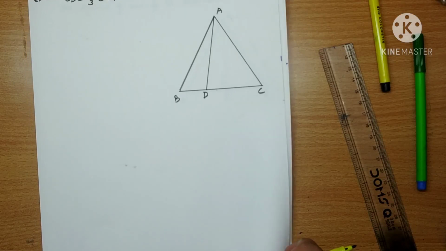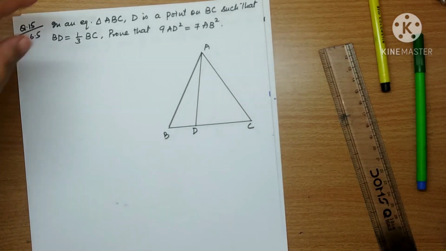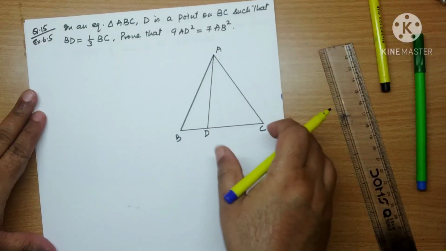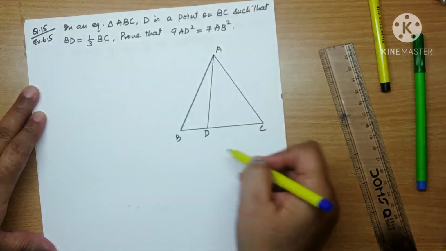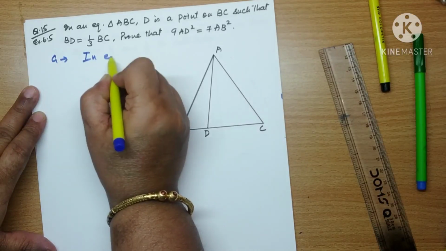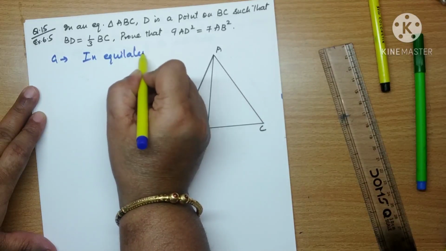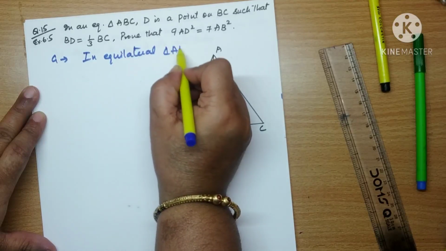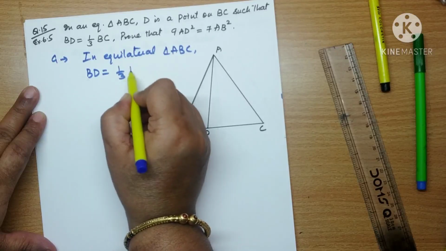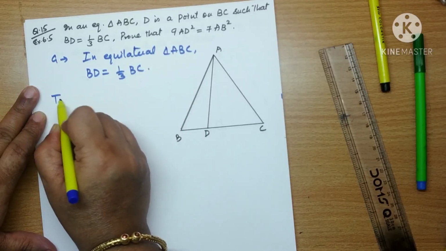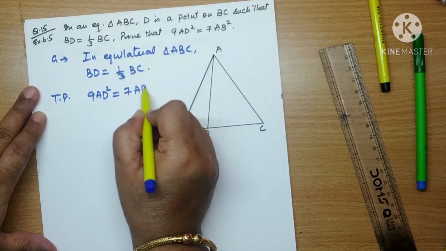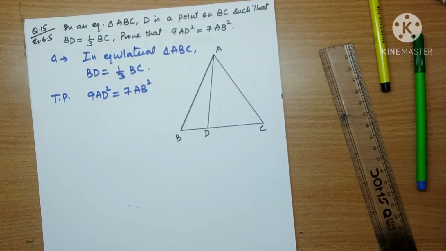Next, in an equilateral triangle ABC, given is triangle ABC is an equilateral triangle. In equilateral triangle ABC, I have BD is equal to 1 by 3 BC. To prove 9AD square is equal to 7 times AB square. This is what we need to prove.